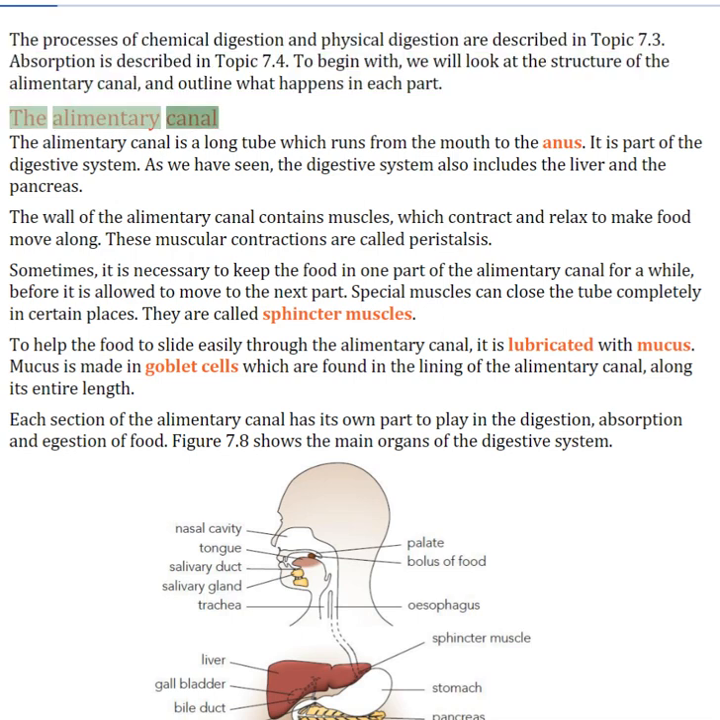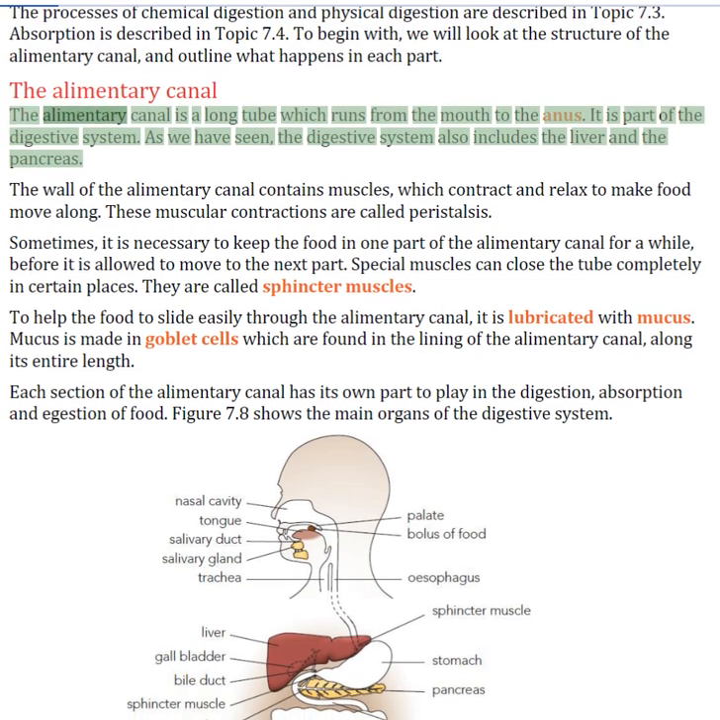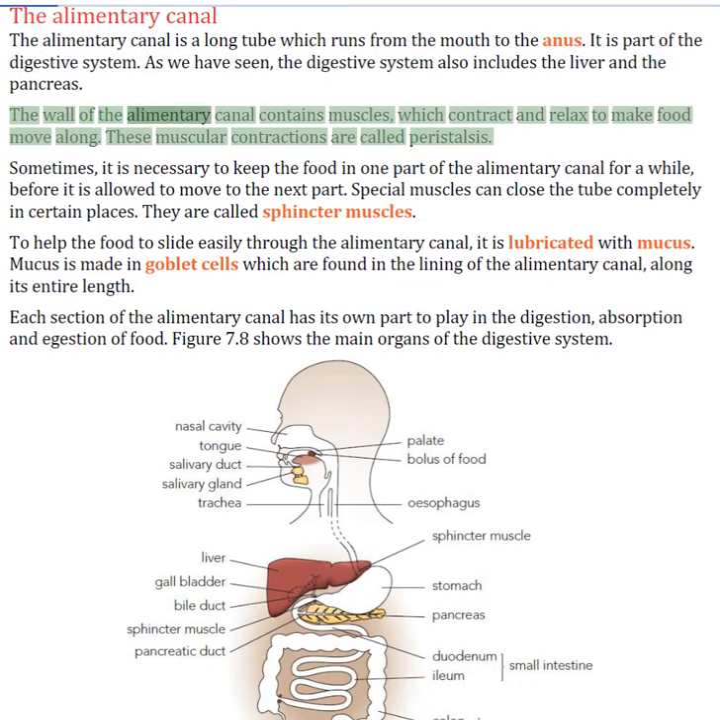The alimentary canal. The alimentary canal is a long tube which runs from the mouth to the anus. It is part of the digestive system. As we have seen, the digestive system also includes the liver and the pancreas. The wall of the alimentary canal contains muscles, which contract and relax to make food move along. These muscular contractions are called peristalsis.